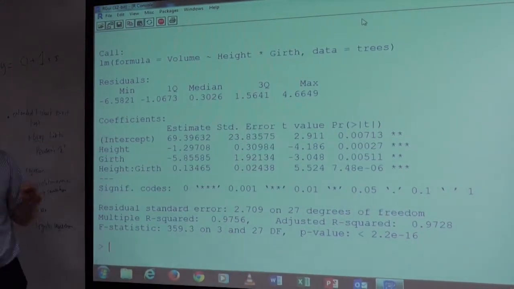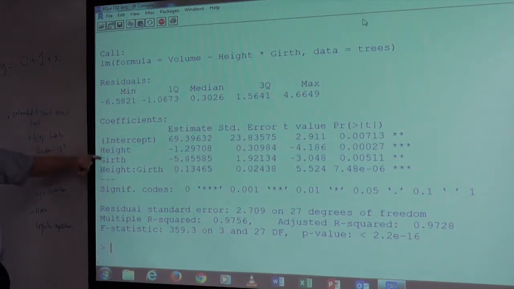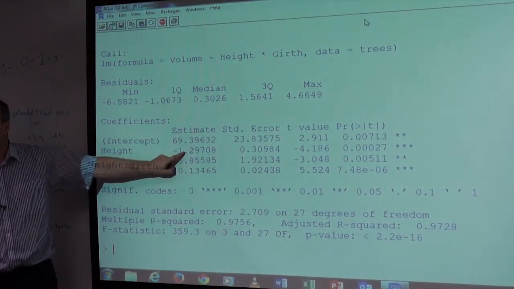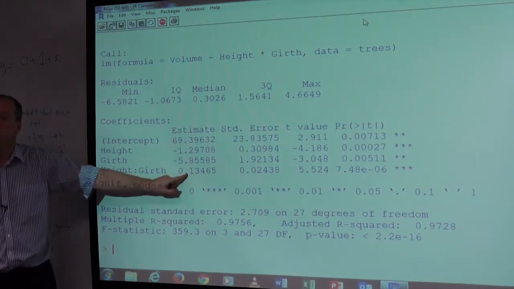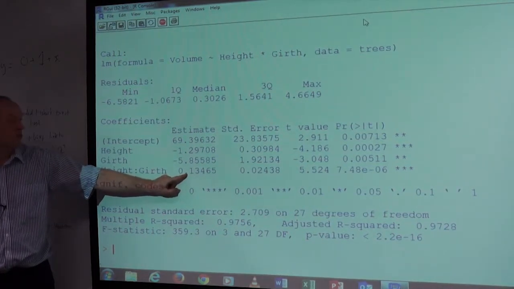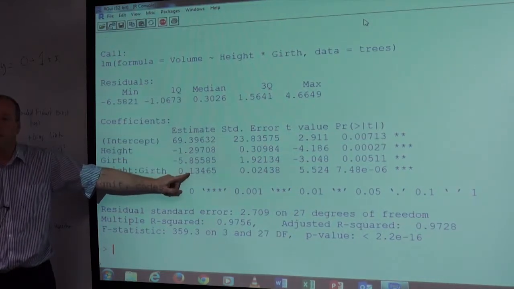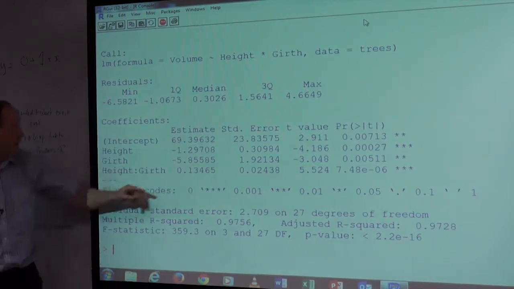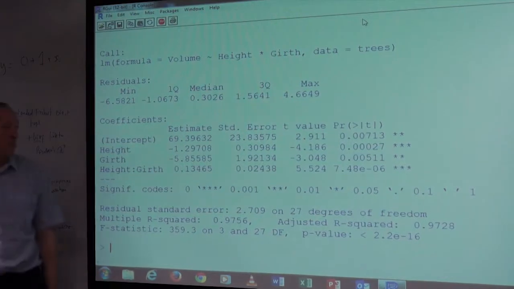However, look what you've lost. It's not clear anymore what the dependence is. If you increase the height by a little bit, it looks like you've decreased the volume because this coefficient is negative. Of course you haven't, because this one takes it up. So when you increase height, that takes it down a bit and this takes it up a little bit more. But it's not obvious what's going on here. It's not obvious whether the girth even has a positive or negative effect.